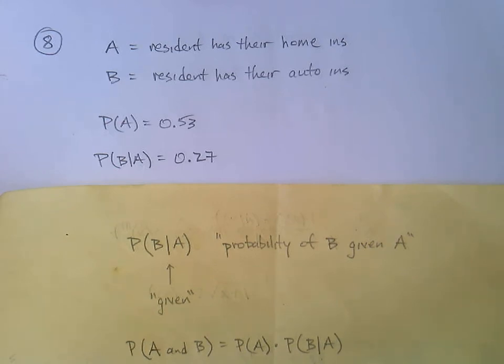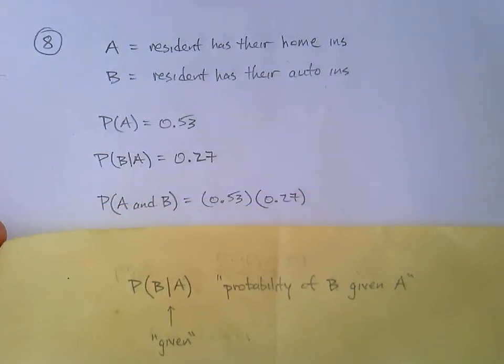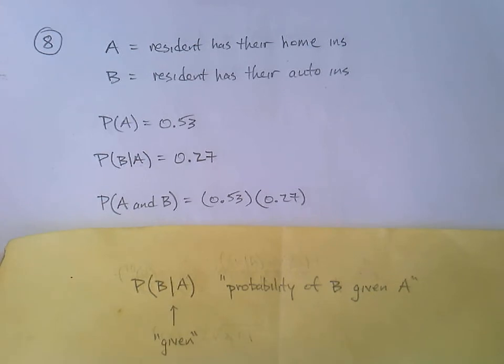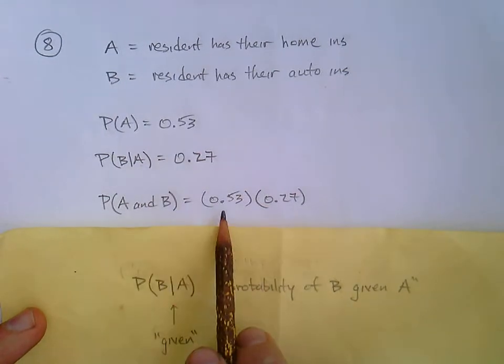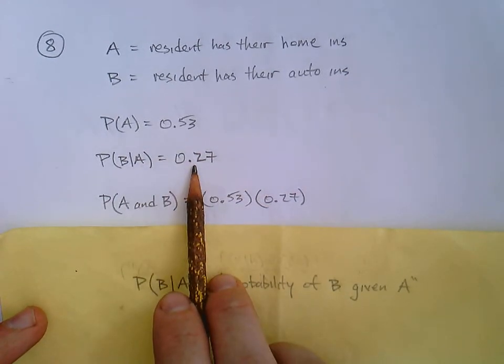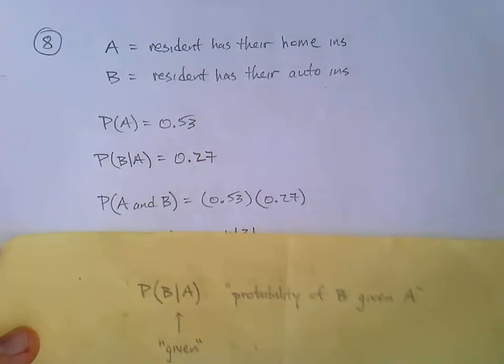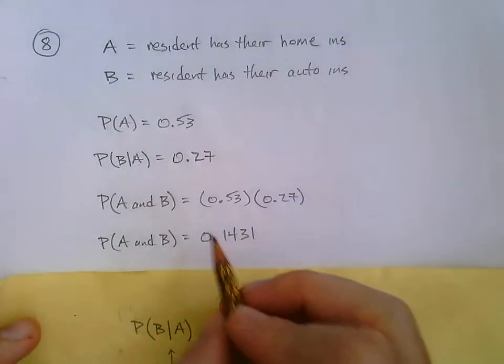So then the question: what is the probability that the resident has both homeowners and auto insurance with the company? So there's the "and." What's the probability of A and B? So if you just pick any random person in the city, what are the chances they've got both their home and auto with us? And from our formula, we can see I need the probability of A times the probability of B given A, and that's going to give us our answer right there.